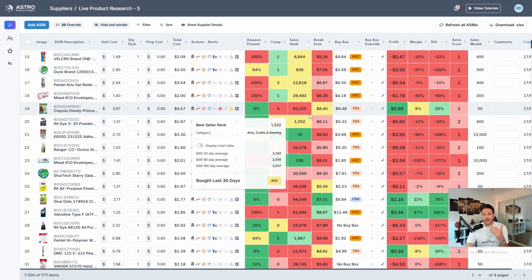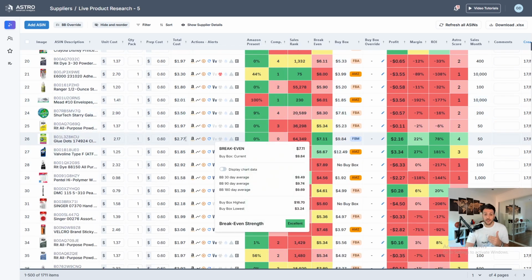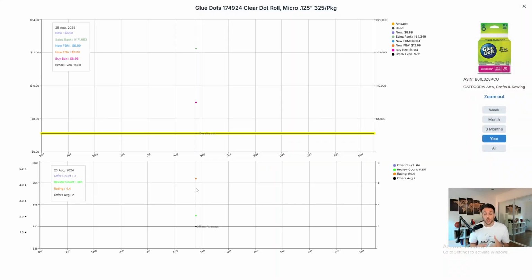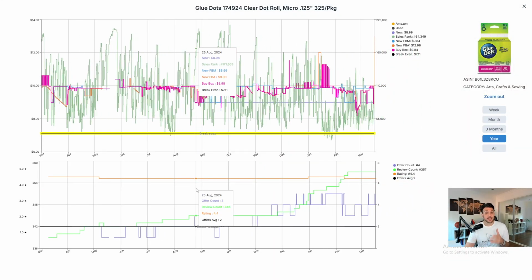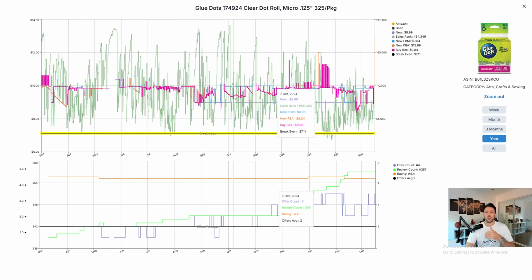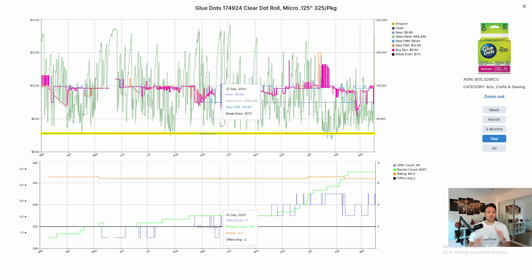When we look at our entire list, like this one here, it has a very positive score. Let's check out this one. When we look at an entire list, you see how positive this one is? The break-even line is nice and low, and the buy box has always been above. So for the whole year, at least, this product has been profitable and never not been profitable. So we can look at the break-even strength and instantly know which products are profitable.